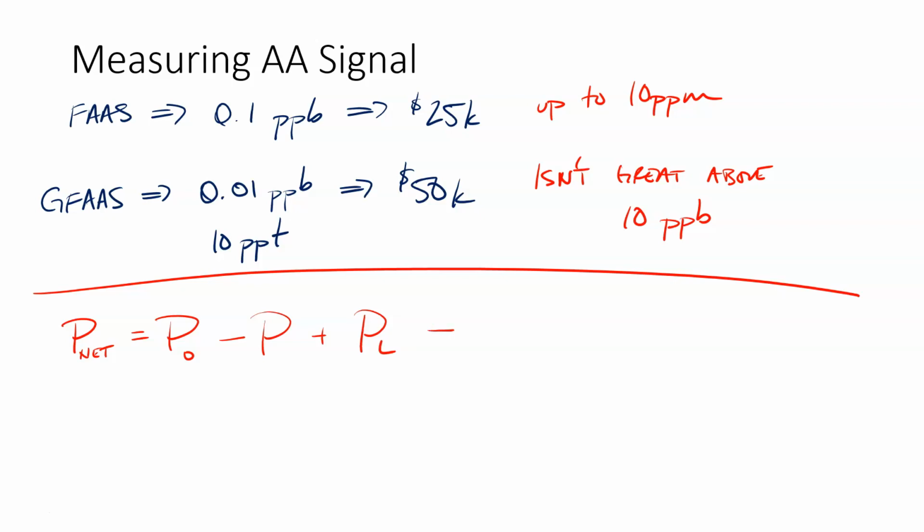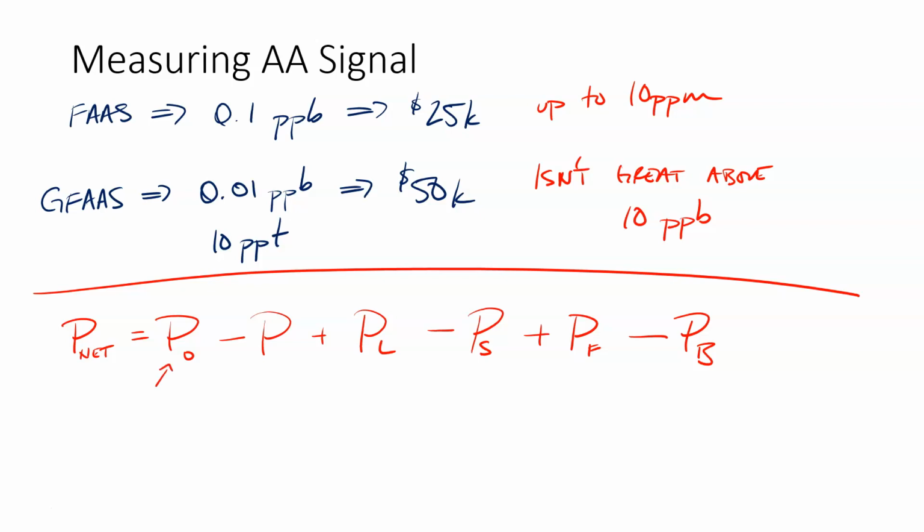We also have scatter, right? We lose some light to scatter, but we also gain light from the excited atoms that are in the flame. And so we have the power from those. But then we also lose light from absorption of other species. And so that's background absorption. Whew, look at this, 6 different terms. Again, I'll go through these.